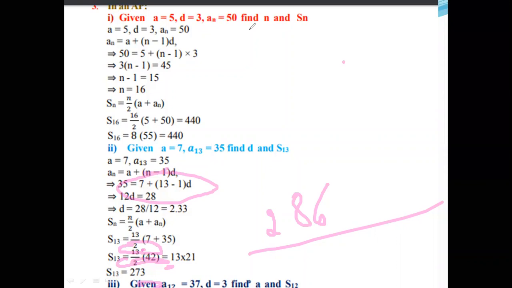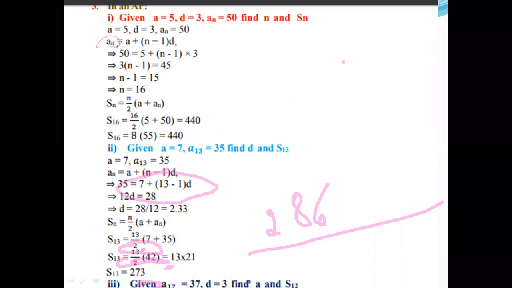Now, very important one. Look at this one carefully. How to solve this one? Here they have given a, a is equal to 5. The difference is equal to 3. an is equal to 50. First of all, we have to find n also and Sn also.